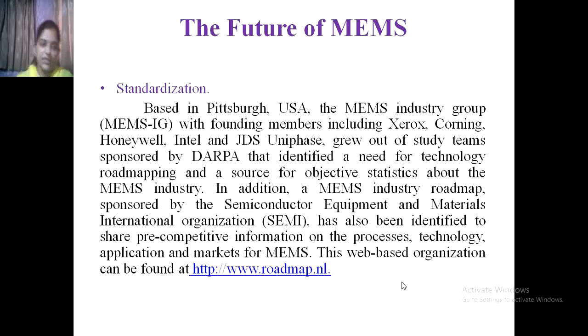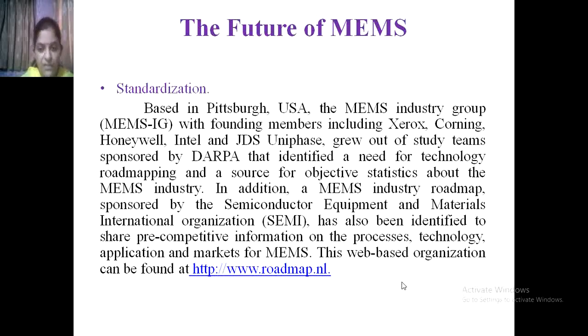Then, in standardization, based in Pittsburgh, USA, the MEMS industry group, that is MEMS IG, with founding members including X-Ray, Corning, Honeywell, Intel, and JDS Uniphase, grew out of study teams sponsored by DARPA that identified a need for technology road mapping and a source for objective statistics about the MEMS industry.